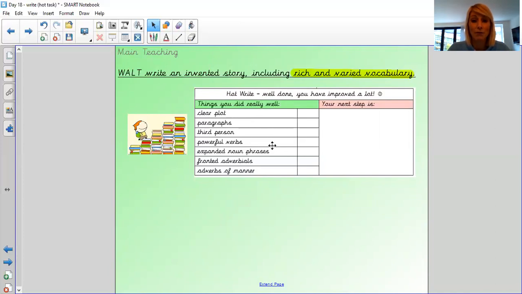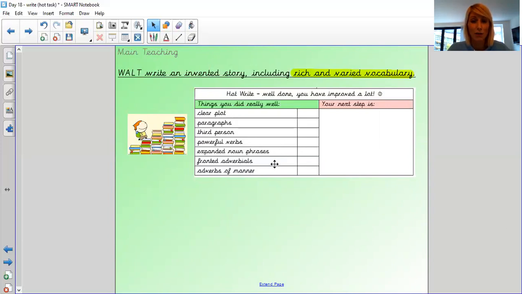You're going to have powerful verbs, so think back to some of the examples we had in the Pompeii text of looming and glistening, things like that, okay? So use some powerful verbs. Some expanded noun phrases, so we've already discussed that. You might be describing your character, your setting, or the natural disaster with some expanded noun phrases.